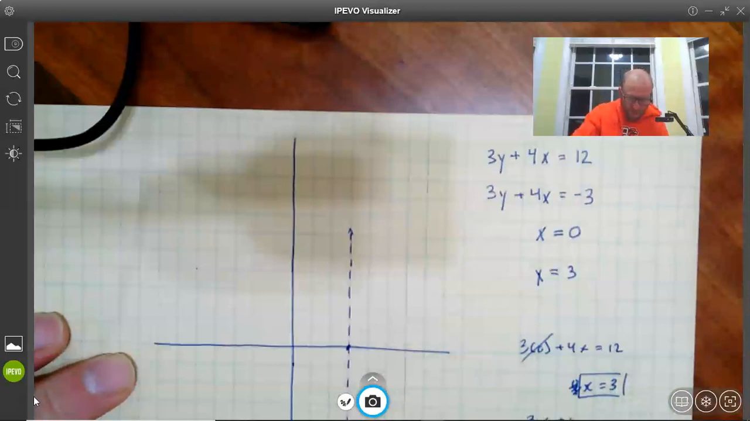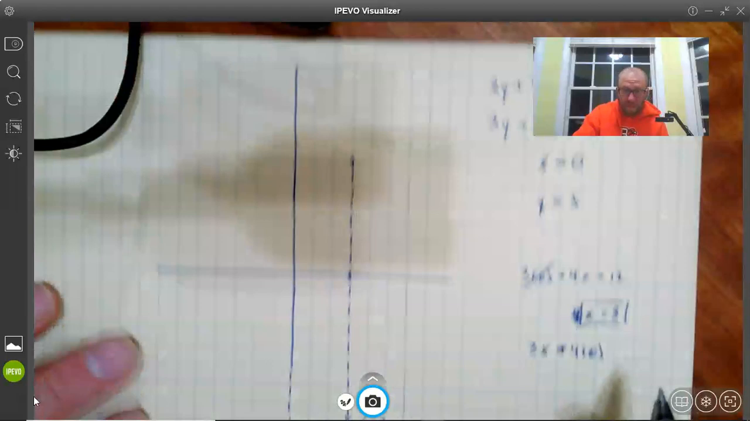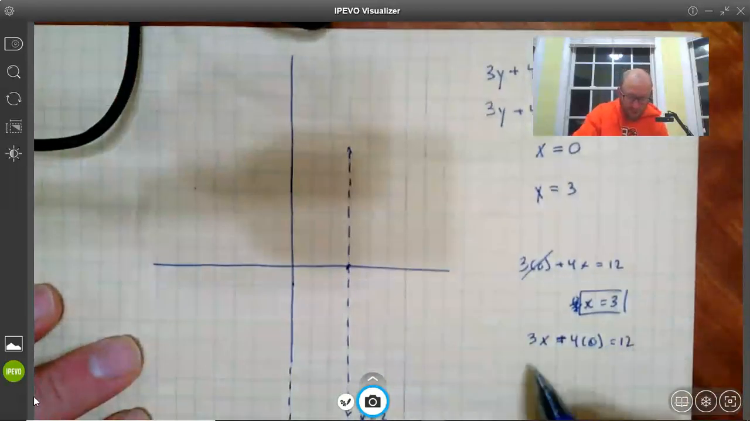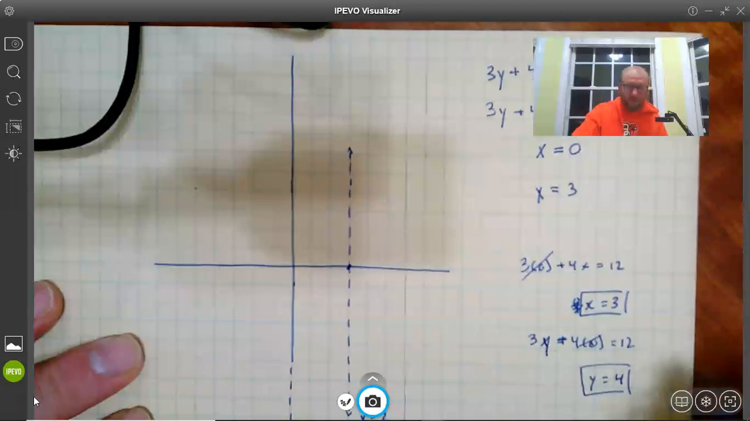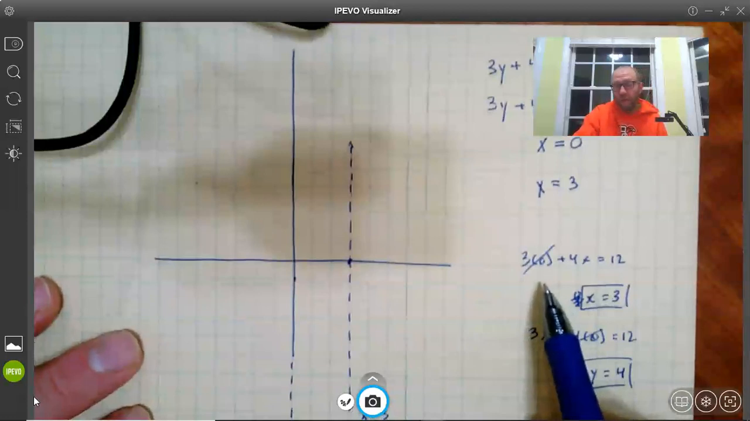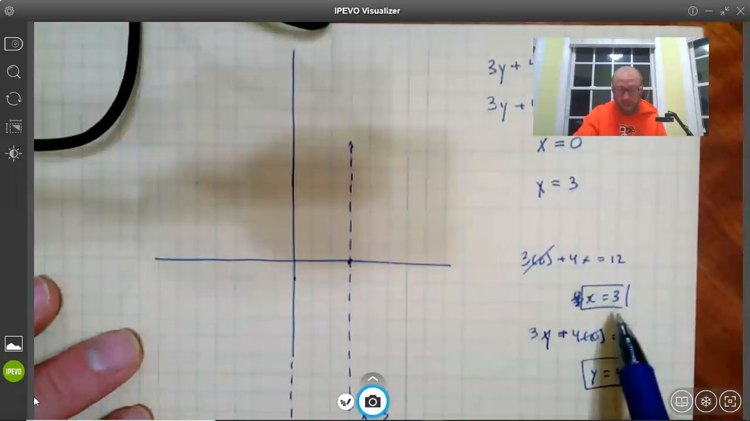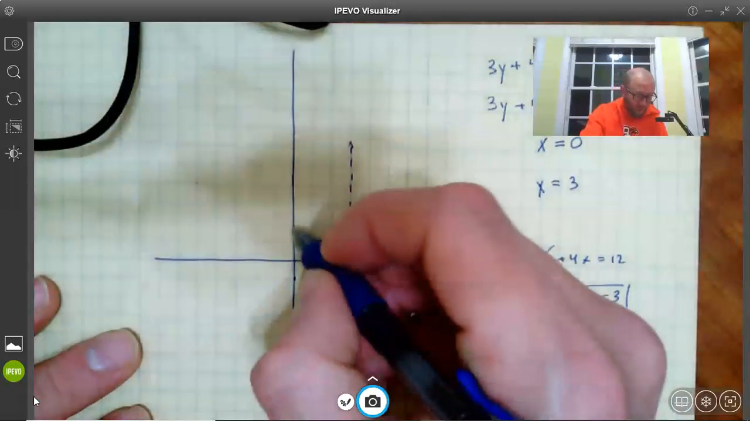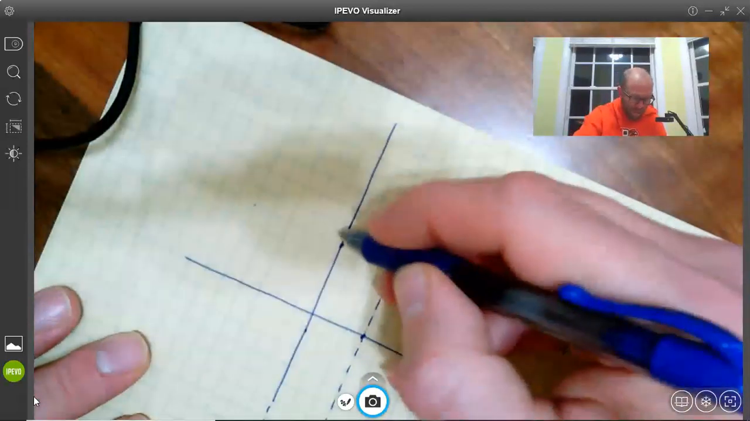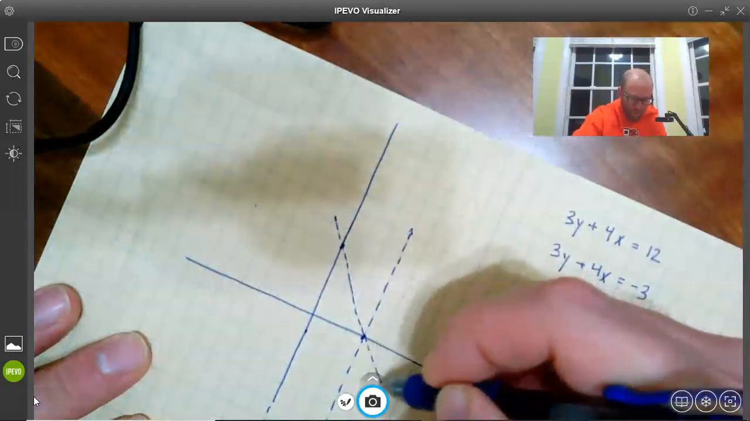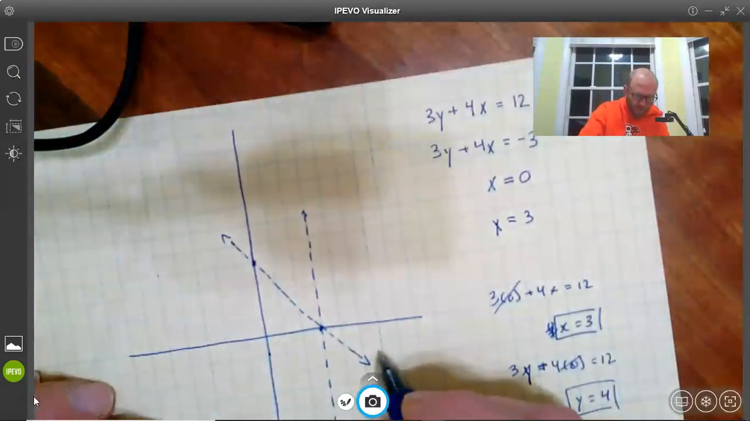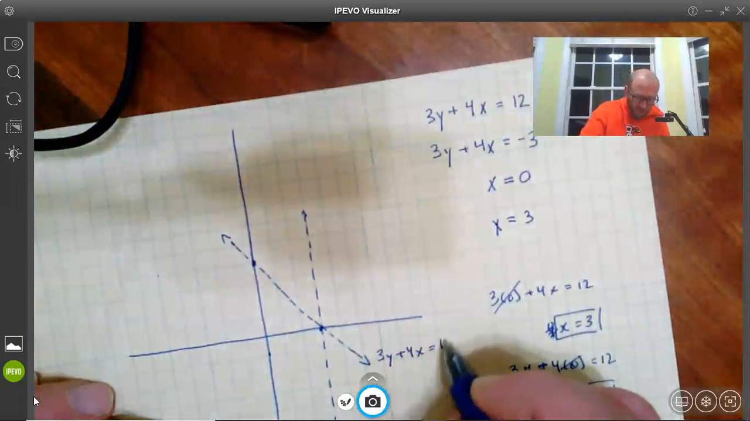And 3y plus, replace the x with a 0, equals 12. That goes away, and divide by 3 on each side, and we get y equals 4. So just replace the y with a 0 to get the x-intercept. Replace the x with a 0 to get the y-intercept. And we get 1, 2, 3, 4. So that line crosses here. I wish I had my ruler, but here we go. And this is 3y plus 4x equals 12.